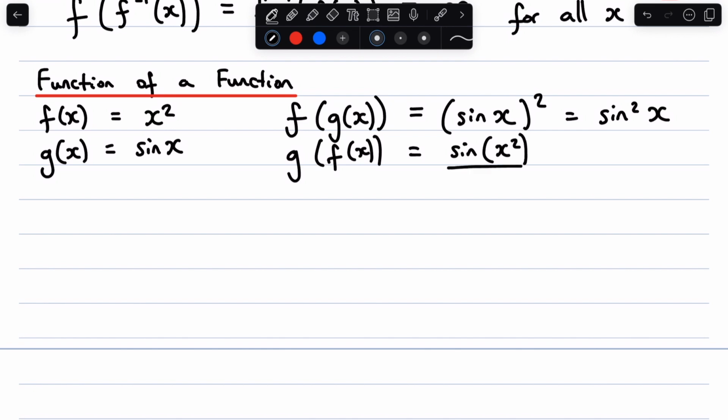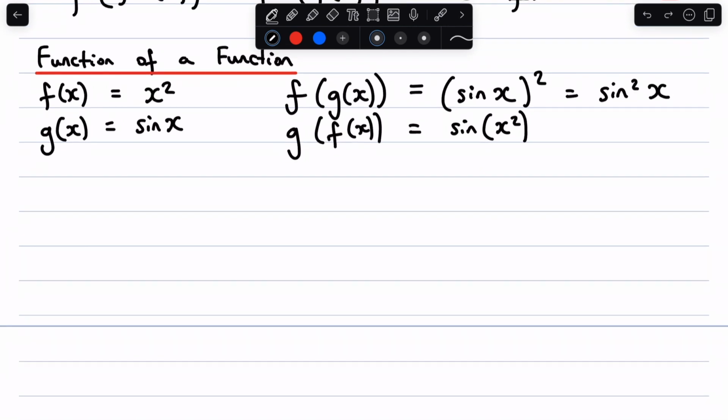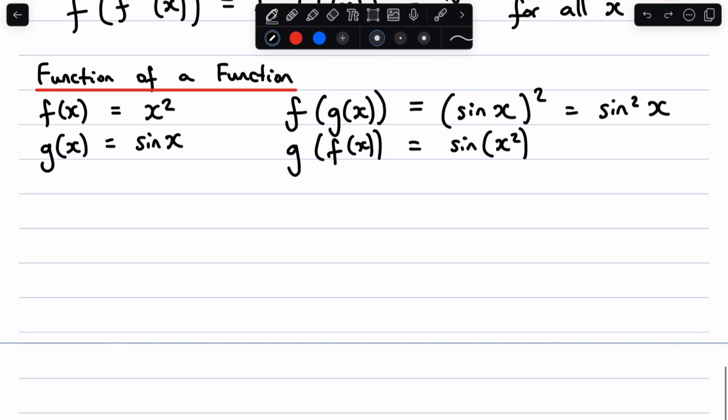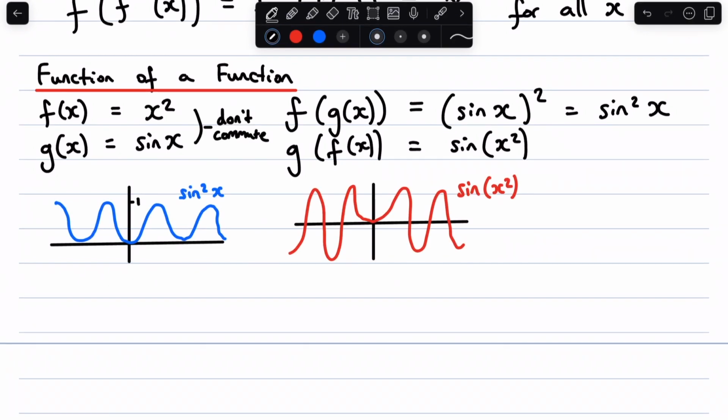And clearly these are different things, and so they're known as non-commutable, or they don't commute. And this is important because the order in which you have these functions acting on one another is important. So I'll draw those for you now. As you can see here on the left, we have sine squared x, which is f of g of x, and on the right we have g of f of x, or sine of x squared, and these clearly look very different, and as I was saying, they don't commute, so the order in which you have these functions acting on each other matters.